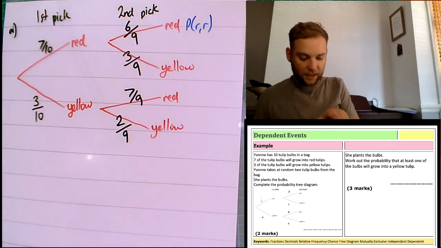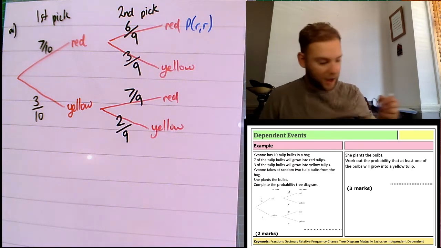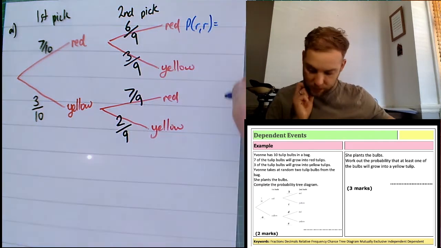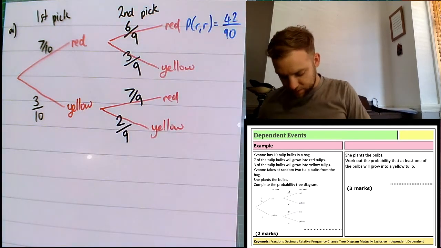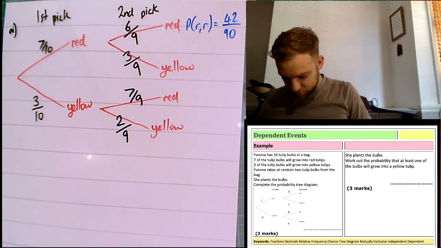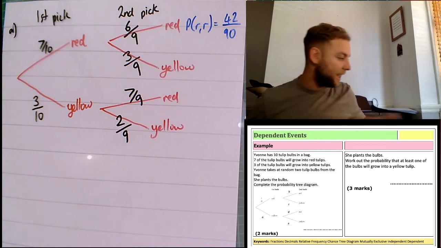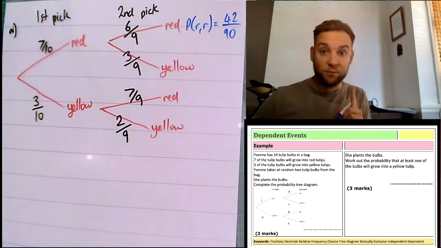So the probability of picking red and then red is going to be equal to, now I've actually cancelled it down. I'm going to not cancel this down. I'm going to say that's equal to 42 out of 90. Okay, you can cancel that down, and it would cancel down to 7 over 15, but I'm not going to cancel that down. I'm just going to keep it like that. All right, so that's the probability of picking red and then red.